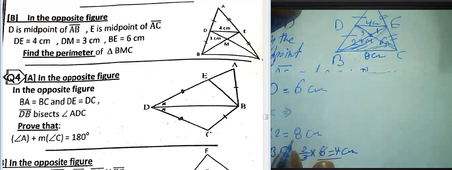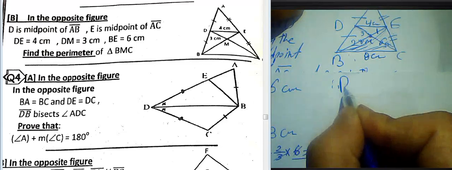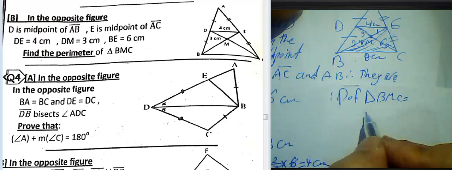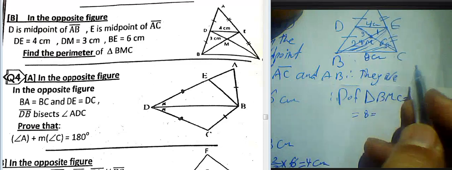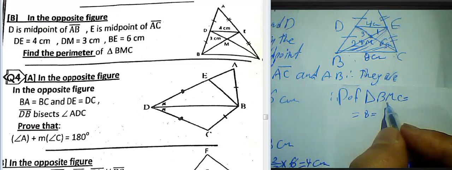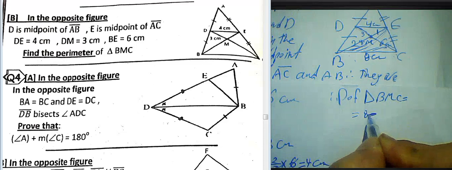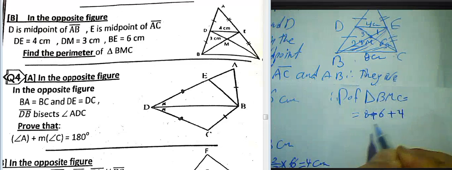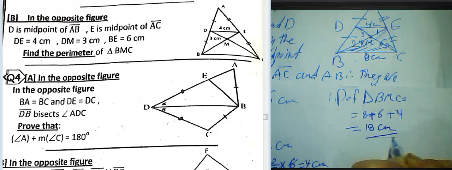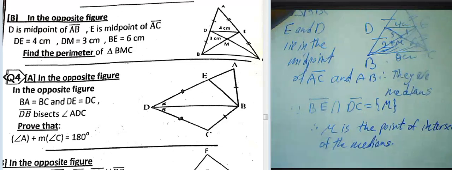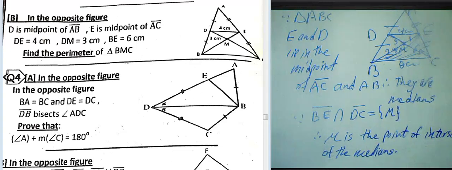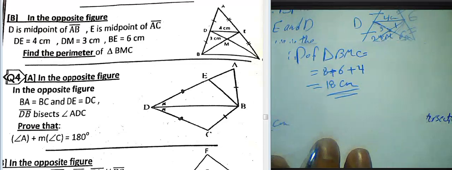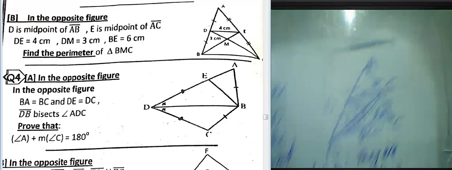Then we can get the perimeter of triangle PMC. It will be BC, 8, plus CM equals 6, and MP equals 4. It will be 18 centimeters. Okay, you must write all steps. The first step here is on paper here, and second paper here, and third step here. So perimeter equals 18 centimeters.